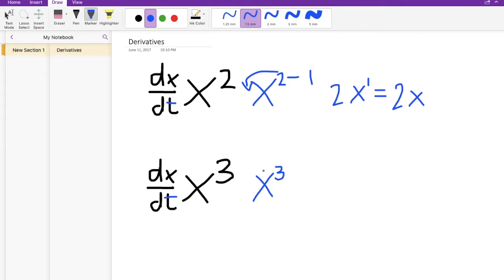Alright, so what you want to do is, you move the exponent to the front, like in the last one. Then you minus 1 from the exponent, and Bob's your uncle, 3x squared.